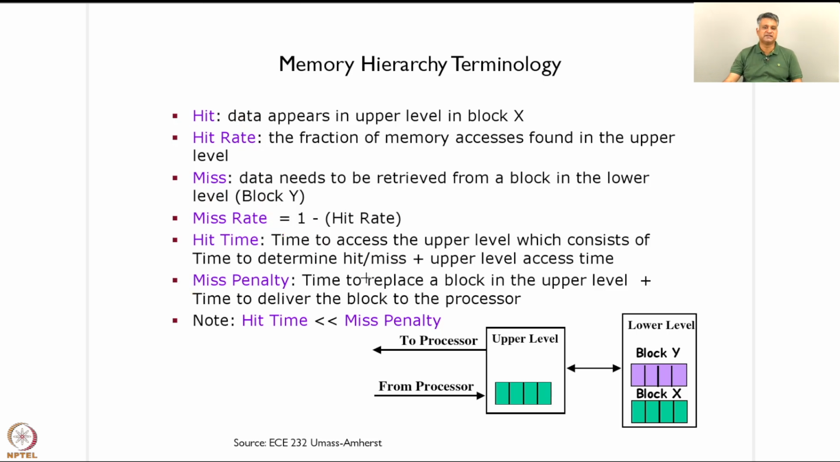The hit time is the time it takes to access the upper level, which consists of the time to determine whether the data exists in the upper level or not. So you need to make that decision. So the time it takes to make that decision plus the access time. Now, in case there is no hit, there is a miss penalty. So the time it will take to replace the whole block in the upper level, bring in a block from the lower level, and then access that. And typically we notice that hit time is much lower than the miss penalty. Remember again, all these times are measured in terms of clock cycles.